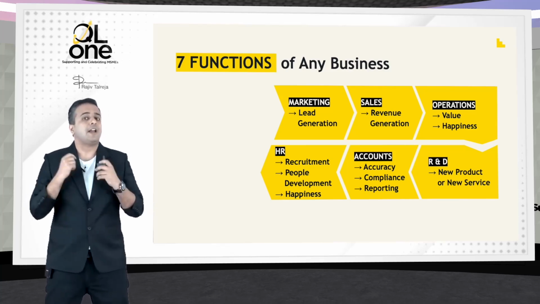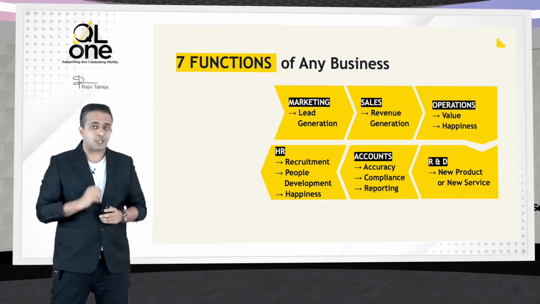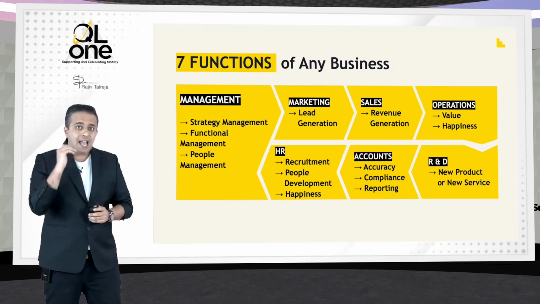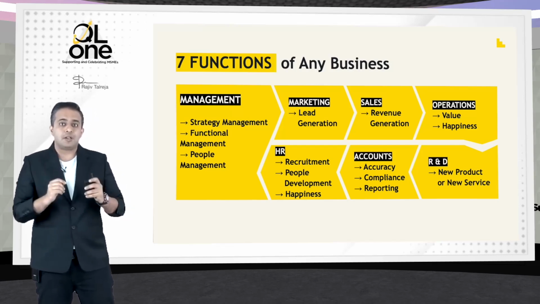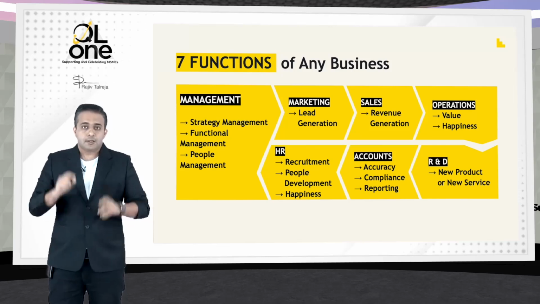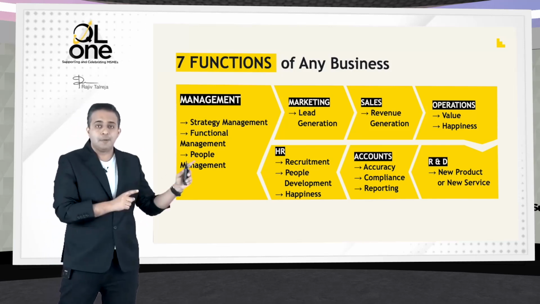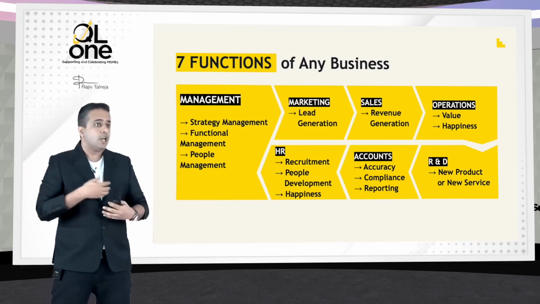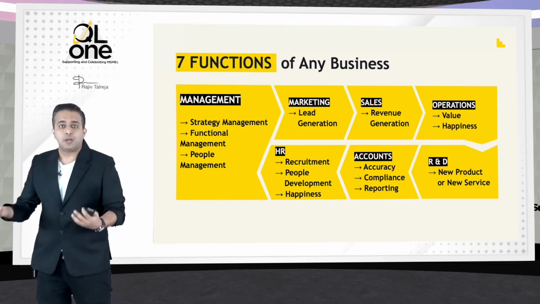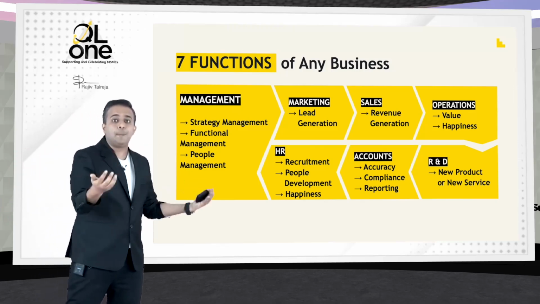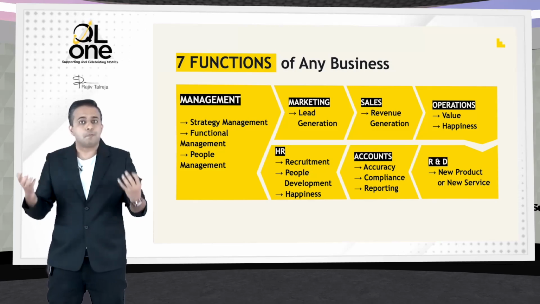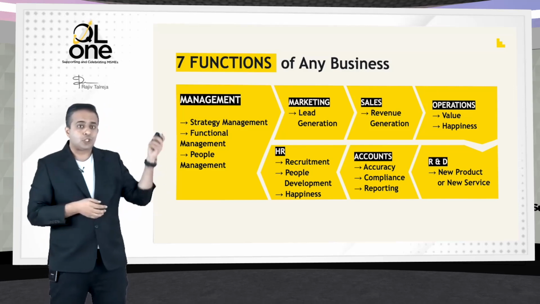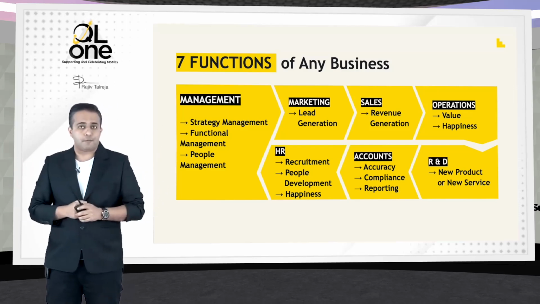Which brings me to the 7th function in any business, which is management. Management is a business owner's job. And as a part of management, the business owner has to manage 3 elements. The business owner has to engage in strategy management, where the business owner has to explore new markets, new opportunities, new products or services, new business verticals, new partnerships to increase the potential of the business, new business models as well for making the business scalable and profitable. So strategy management is one critical part of management.